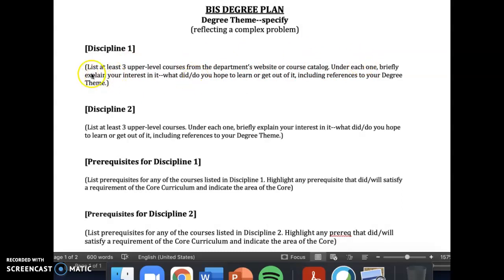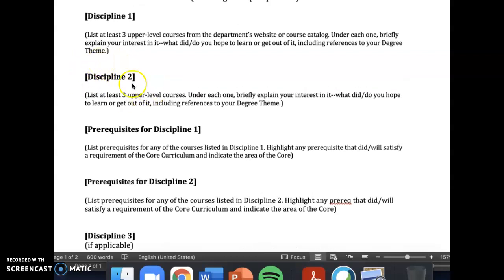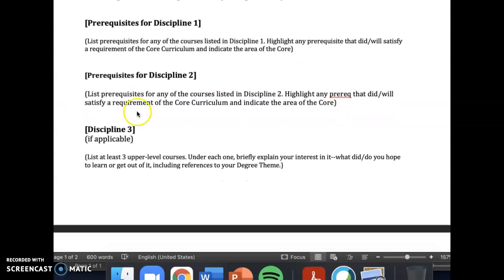Under each one, you're going to explain your interest in it. What do you hope to learn? What do you hope to get out of this class? Including references to your degree theme. And you're going to do the same thing for the next discipline. At least 3 upper level courses, that's 3,000 or 4,000 level courses. And you're going to explain your interest in them. What do you hope to learn? How is this reflecting your degree theme?